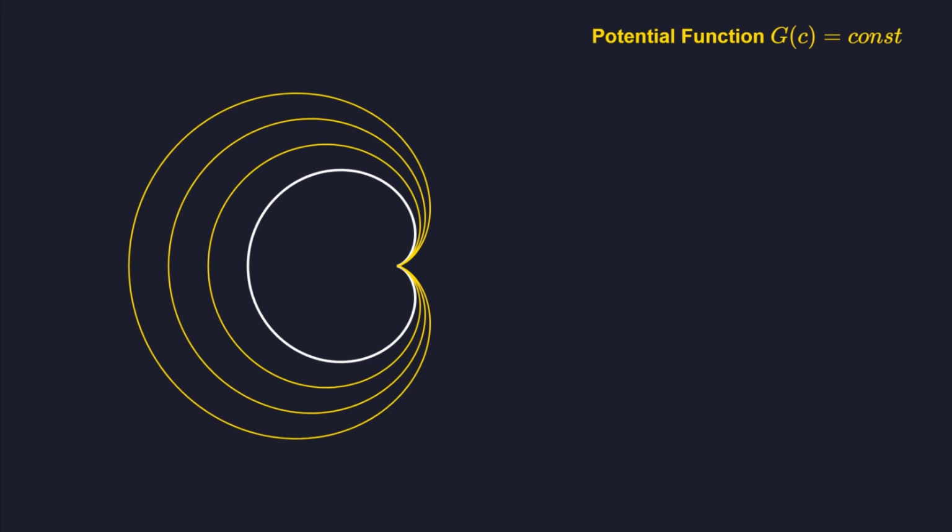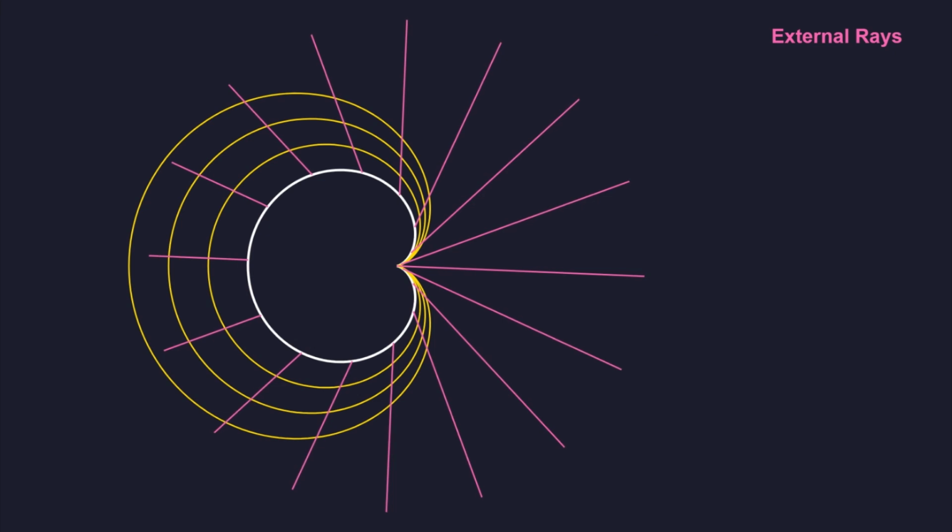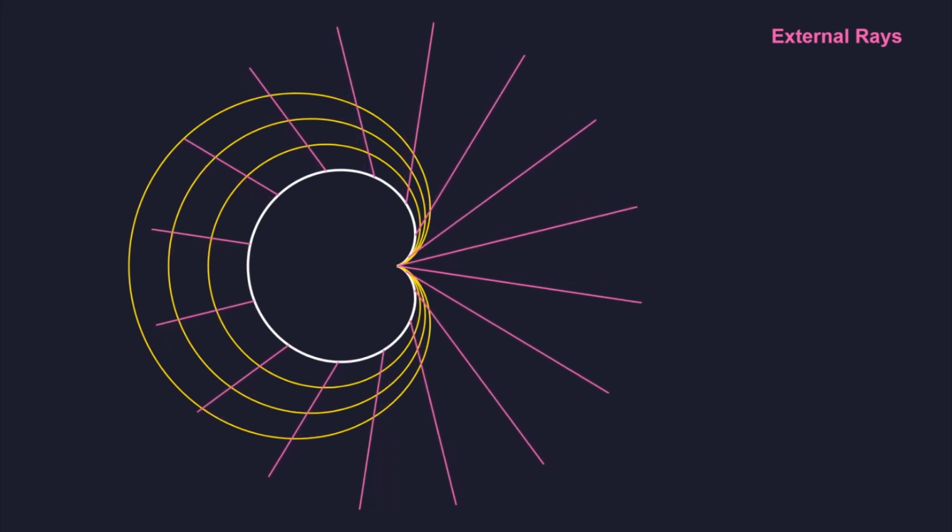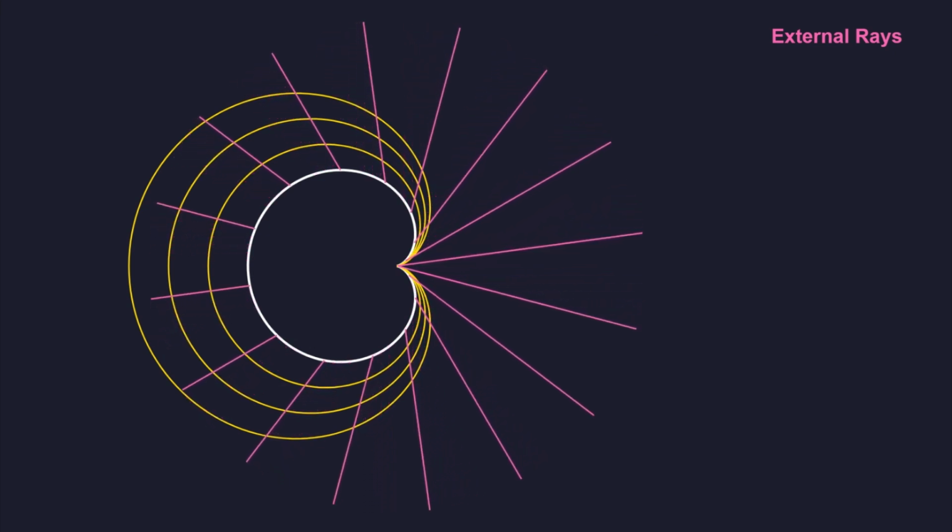We can analyze the exterior of the set using conformal mapping to the unit disk. External rays are lines perpendicular to the level sets of the potential function. They provide a coordinate system to navigate the fractal wilderness.